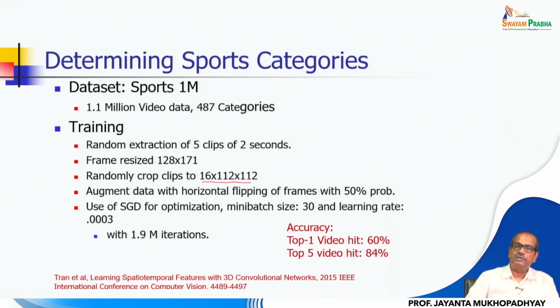So it has been found that the top one video hit, that means given the video, the correct classification within top one is 60%, and the correct class occurring within the top 5 hit is around 84%. So these are certain typical figures that I am just mentioning here.